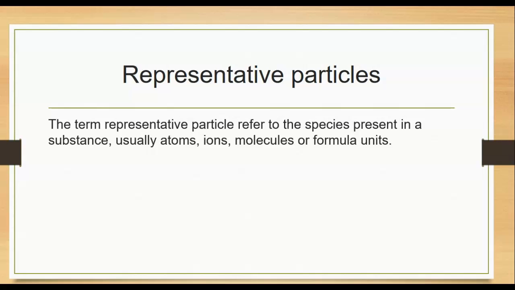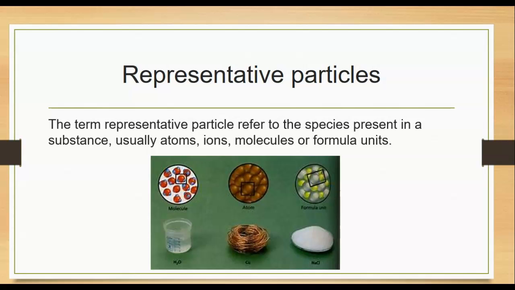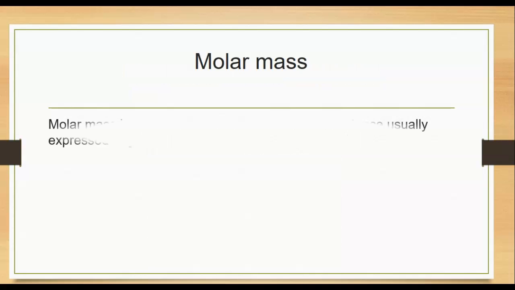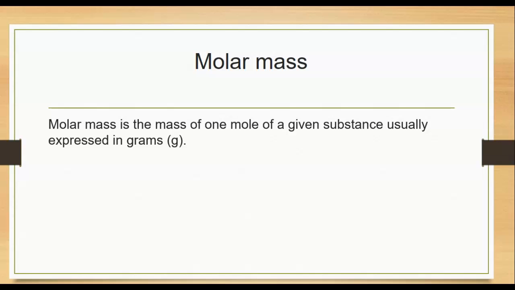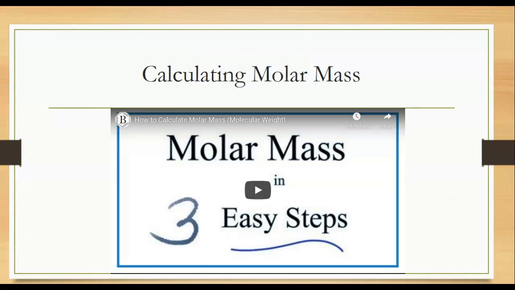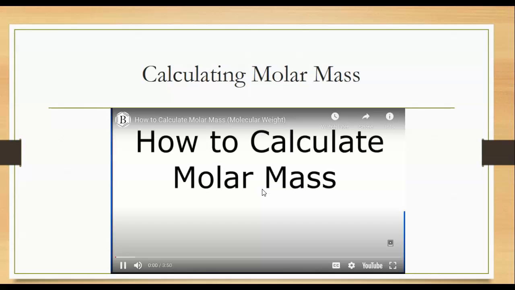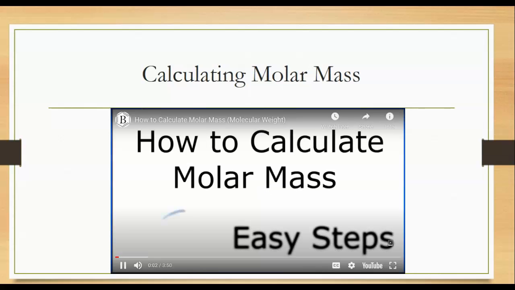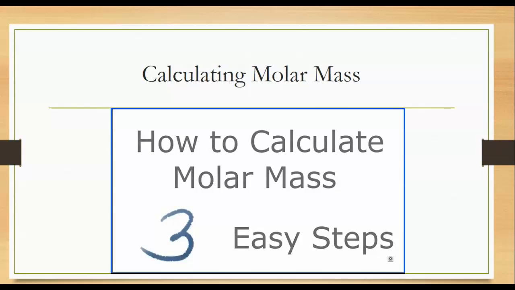And the last term we're going to look at is molar mass. Molar mass is the mass of 1 mole of a given substance, and is usually expressed in grams. Now, in this video, we're going to look at how to calculate the molar mass of a given substance. How to calculate molar mass in 3 easy steps.